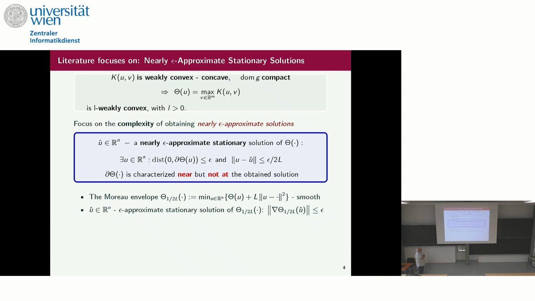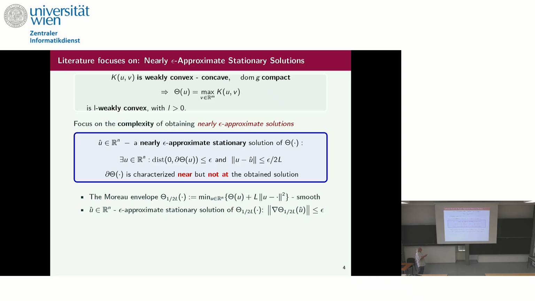But let me just show you what people have been reaching, what I was talking about regarding rate of convergence before. Usually people assume that this K(u,v) is weakly convex-concave and that the domain of g is compact, which also seems to be crucial in their analysis. The advantage is that in that case, you can show that the resulting max function is also weakly convex. And then people have been focusing on the complexity of obtaining a nearly epsilon approximate solution.